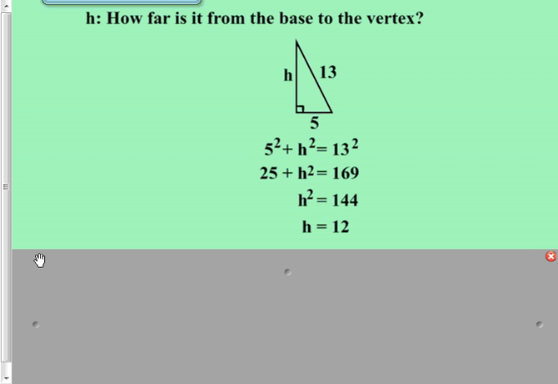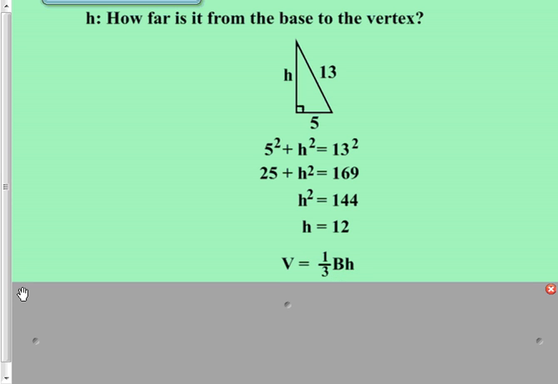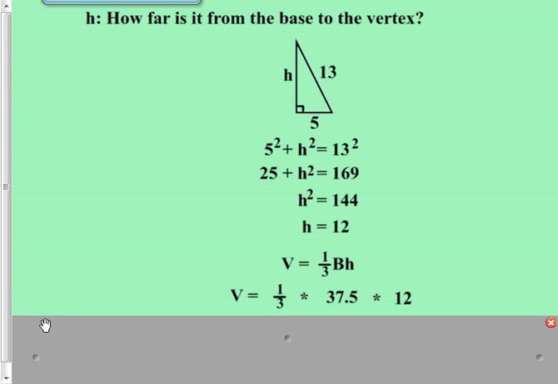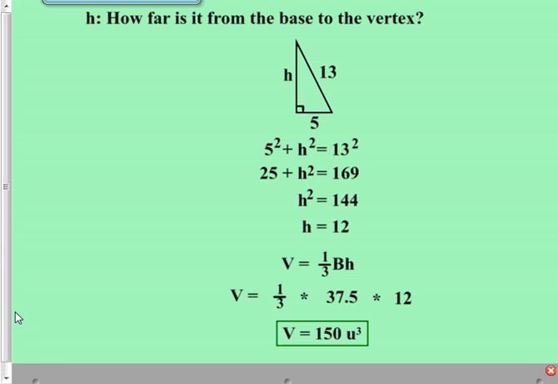Now that you have the area of your base and your height, we ought to have as much information as we need to plug into the formula. Area of the base from the previous screen was 37.5, and the height we just discovered was 12. And we've got 37.5 and 12 in the numerator, and 3 in the denominator. So 37.5 times 12 divided by 3 is 150.